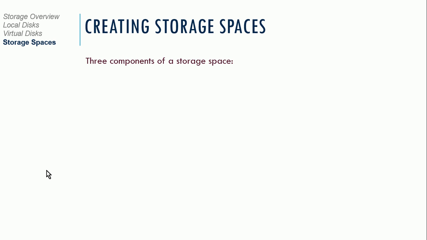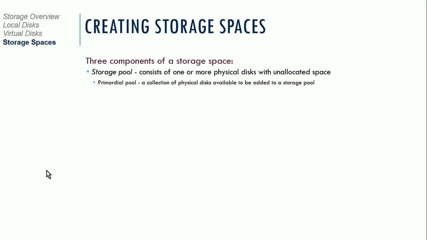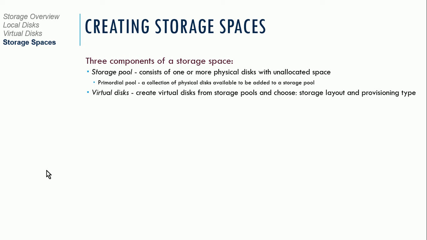So there are three components of a storage space. You have a storage pool, which is one or more physical disks with unallocated space, also called the primordial pool, which is a collection of those physical disks. Then you have virtual disks, which you create from those pools.